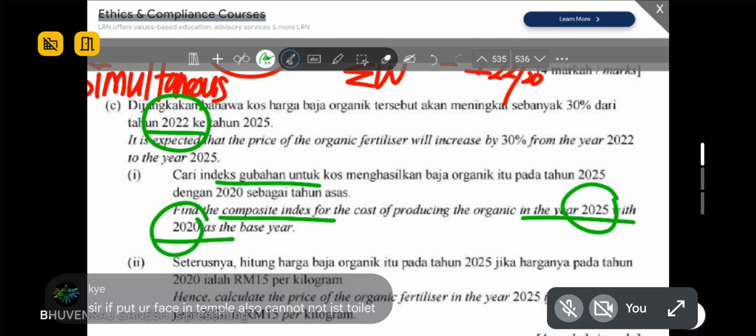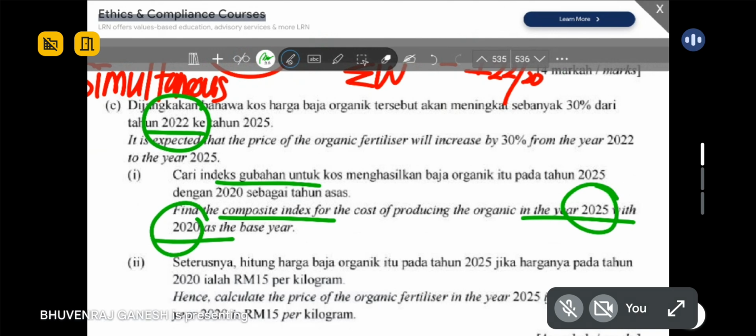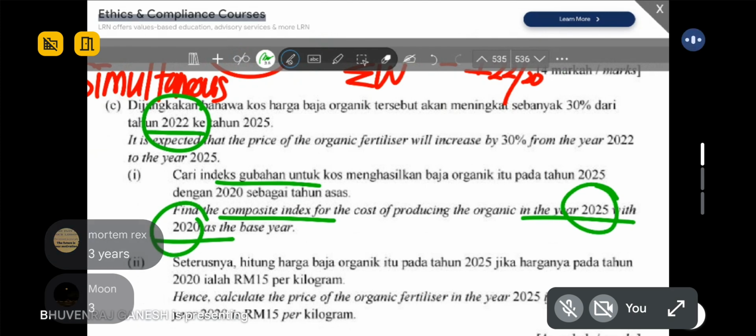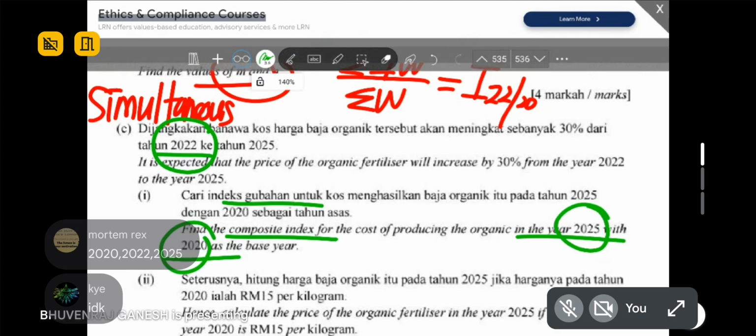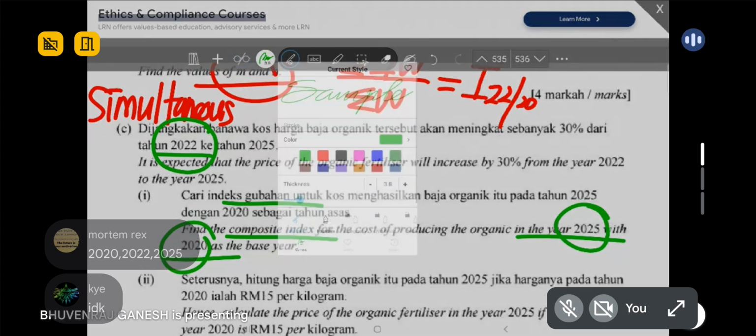Berapa tahun? If you put your face in temple also cannot, not just toilet. What do you mean? Who will put my face in temple? What do you mean? I don't understand. You're simply talking weird stuff.